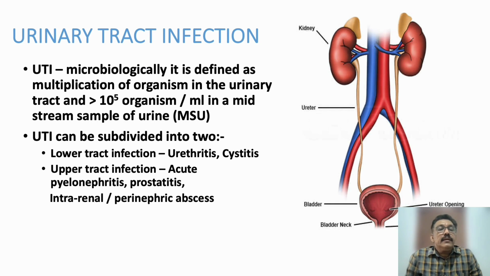UTI. So UTI can be subdivided into lower tract infection, that is urethritis, cystitis, and upper tract infection, acute pyelonephritis and prostatitis, intrarenal perinephric abscess. So urinary tract infection is divided into either lower tract infection or upper tract infection. Most commonly lower tract infection comes to OPDs, whereas upper tract infections like pyelonephritis, intrarenal, perinephric abscess, all these problems come to the emergency room or ICUs.